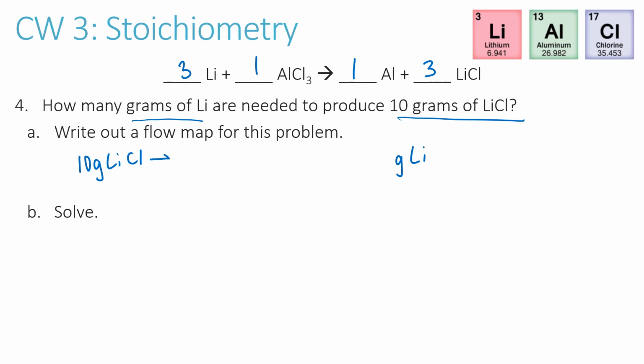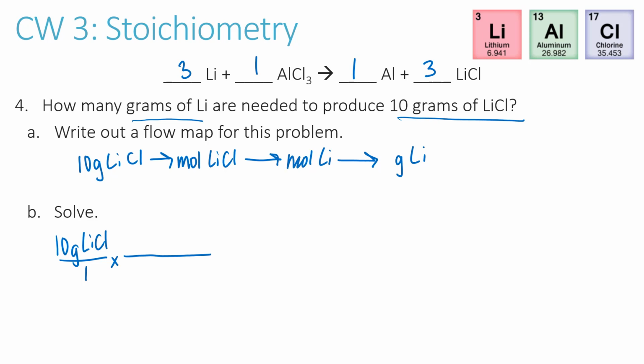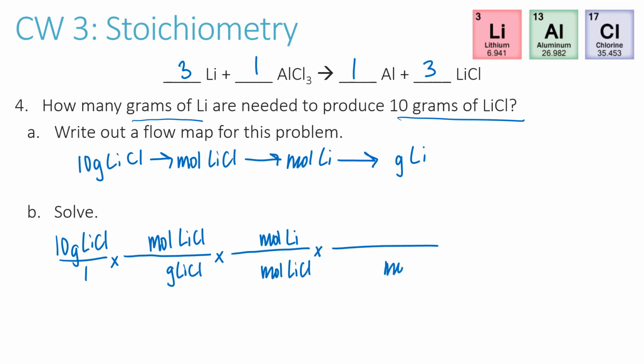So my plan here is to take grams of LiCl, convert it into moles of LiCl, then convert that into moles of Li, and then convert that into grams of Li. So let's go ahead and solve this one. I'm going to start with my 10 grams of LiCl over 1. Now in my first step here, I need to change grams of LiCl into moles of LiCl. Next, I'm going to change my moles of LiCl into moles of my wanted quantity, which is lithium. And then finally, I can change moles of lithium into grams of lithium.